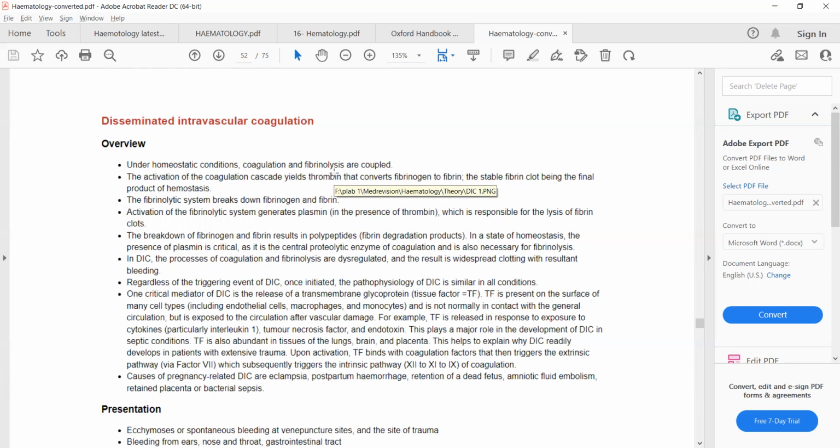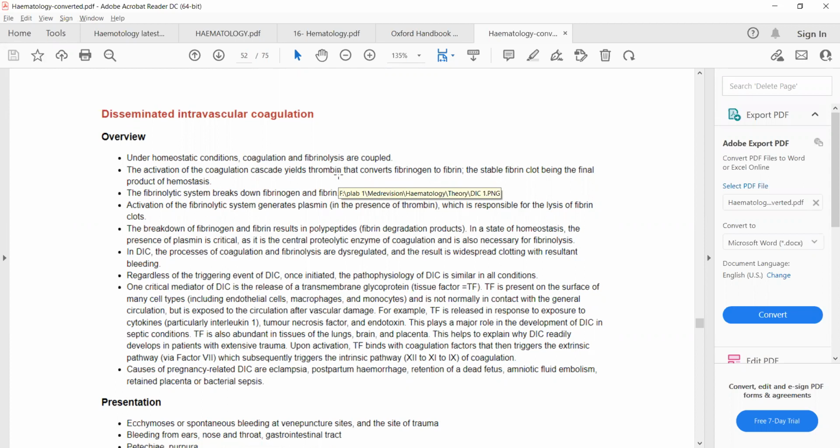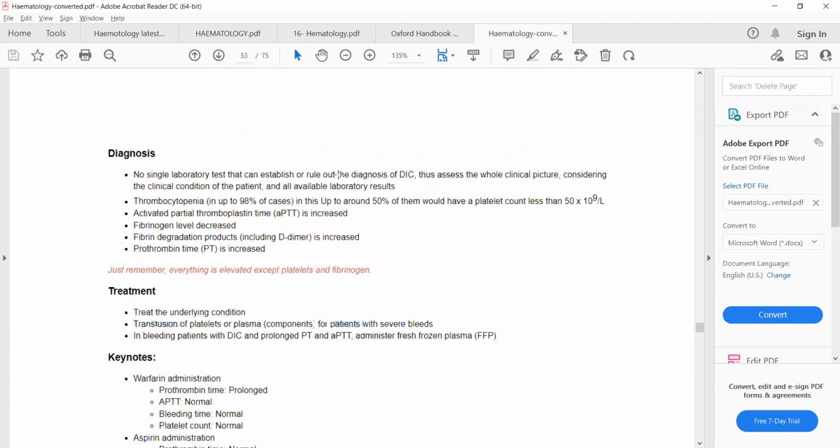D-dimer is a product of fibrinolysis. So when there is excessive coagulation, excessive clot formation in the body, this fibrinolytic system is also excessively activated. This excessively activated fibrinolytic system will result in the breakdown of the clots as well. So that's why the product of the breakdown of the clots, that is D-dimer, will also be increased.